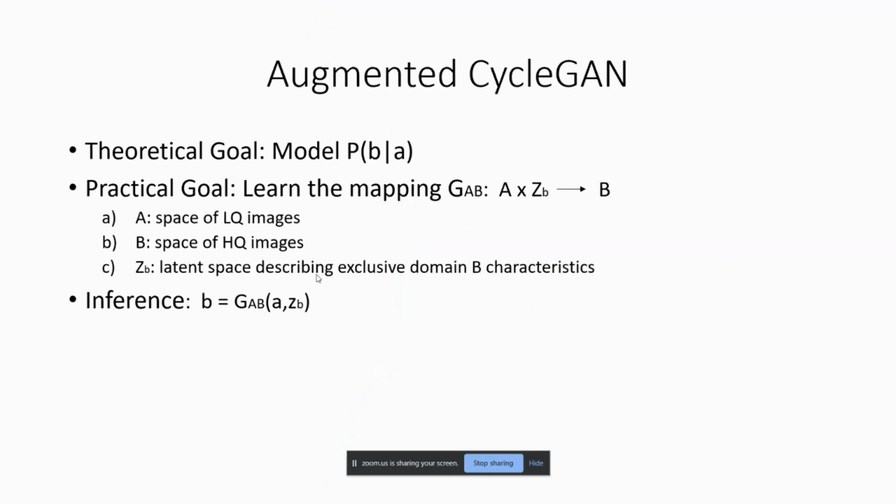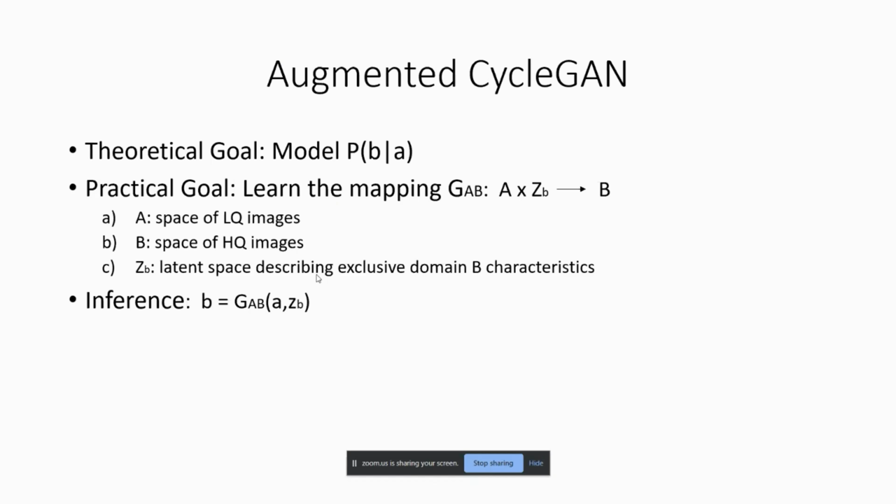I'm going to describe the augmented CycleGAN framework that I used. The theoretical goal, as I said before, is to model the distribution P of B given A. How this is done in practice is the following. In practice, we're trying to learn a mapping, which I call GAB, from the augmented space A times ZB to space B, where A is the space of low-quality images, B is the space of high-quality images, and ZB is a latent space which describes exclusive domain B characteristics.